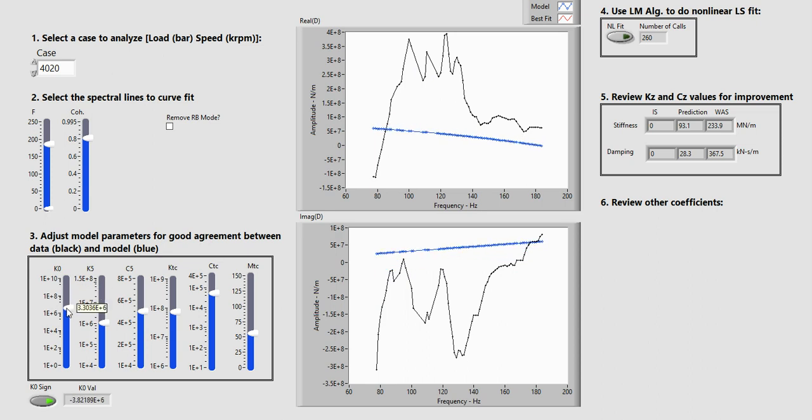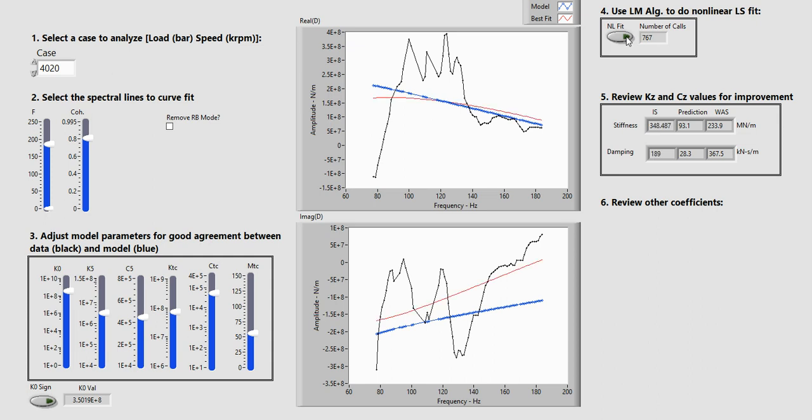You know, adjusting the sign of K naught in this case doesn't make much difference. The trend is very hard to see if it's there at all. Yeah, this is kind of a fool's errand. So just for the hell of it, we're going to try to fit it. 260 was our last number of iterations. We'll see. Okay, 767. And it looks like we've gotten worse.